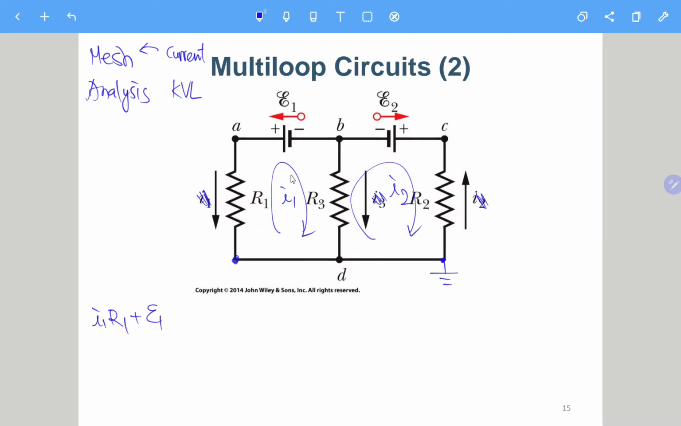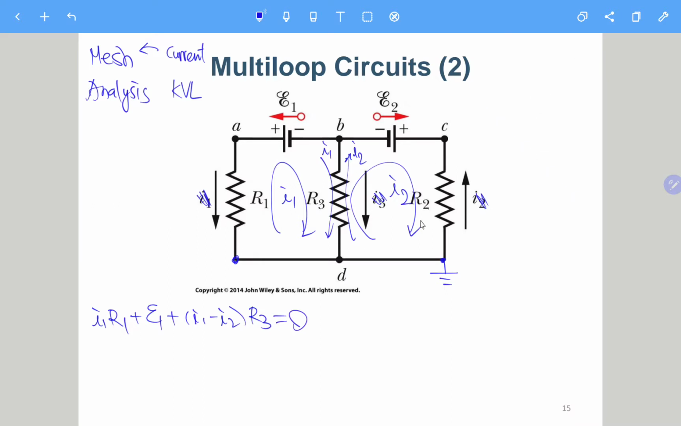Going from here to here, we should consider the current to be I1 minus I2, because I1 is going in this direction and I2 is going in this direction. So the current going through R3 should be I1 minus I2. Here is still a voltage drop, and it should be I1 minus I2 times R3, and then going back to the point D, it equals 0. So this is the first mesh equation.